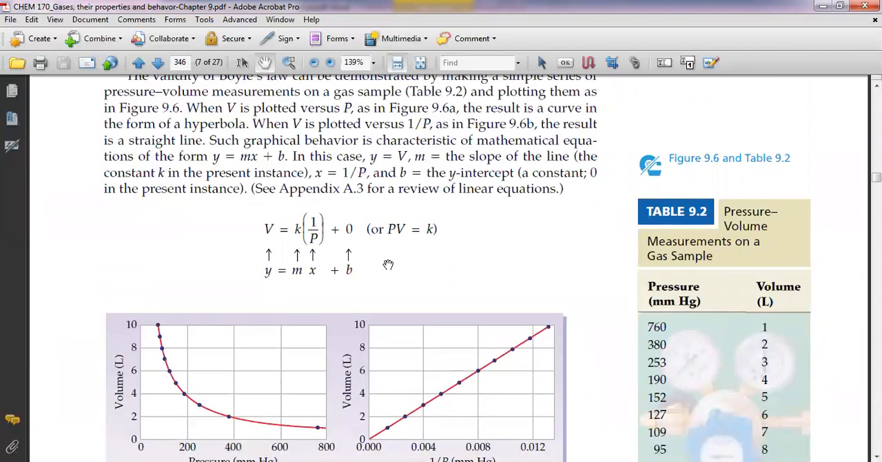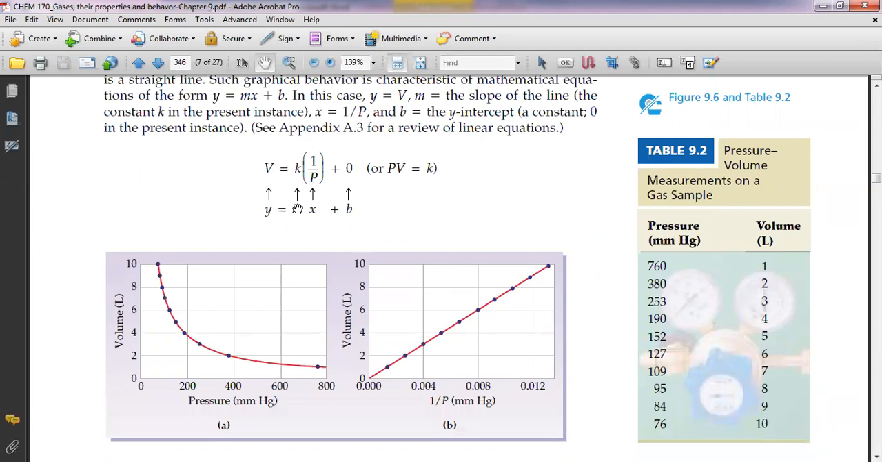There are two straight line equations. One is with the intercept and the other one is without the intercept. So the volume is inversely proportional to the pressure, and when you remove the proportionality sign, there will be a constant on the right hand side, and that constant is K, which you can say is the constant for Boyle's law. So here the intercept is 0. So this is the equation.